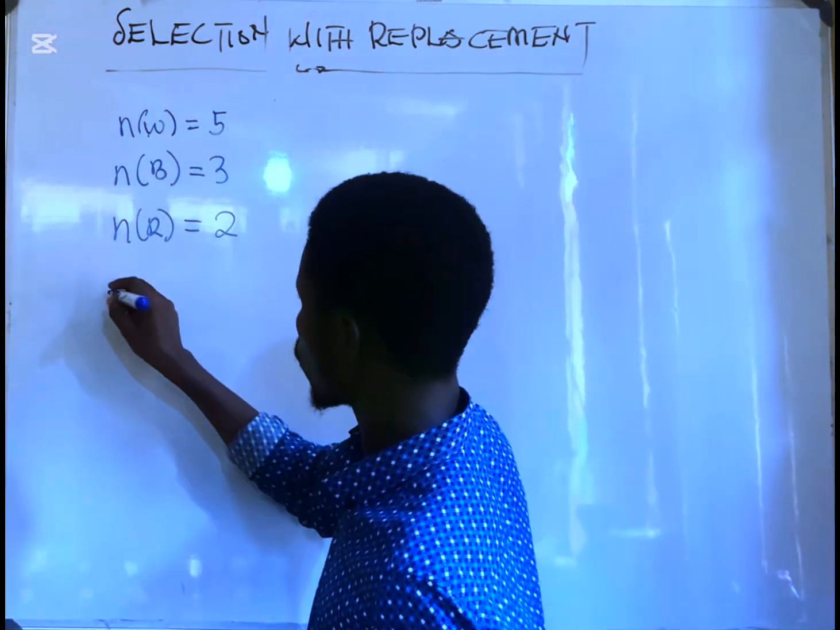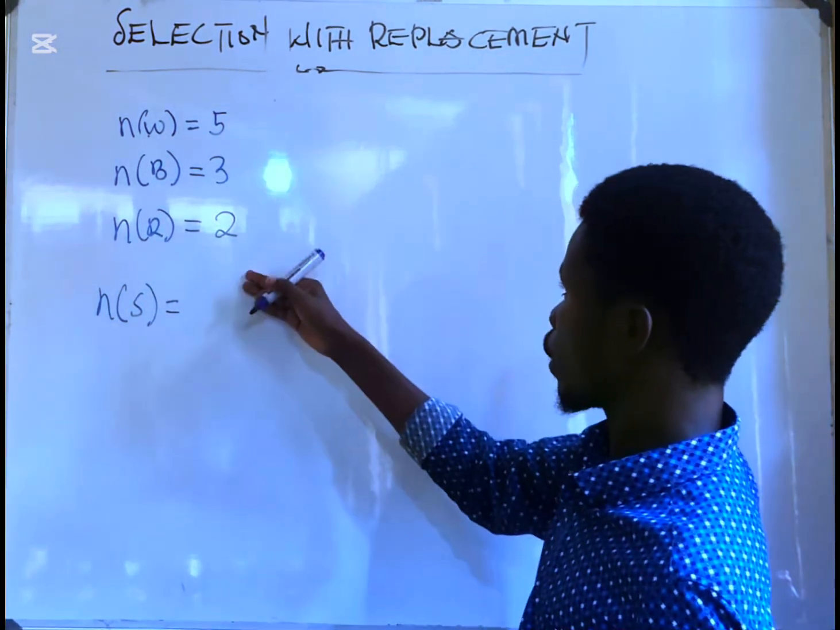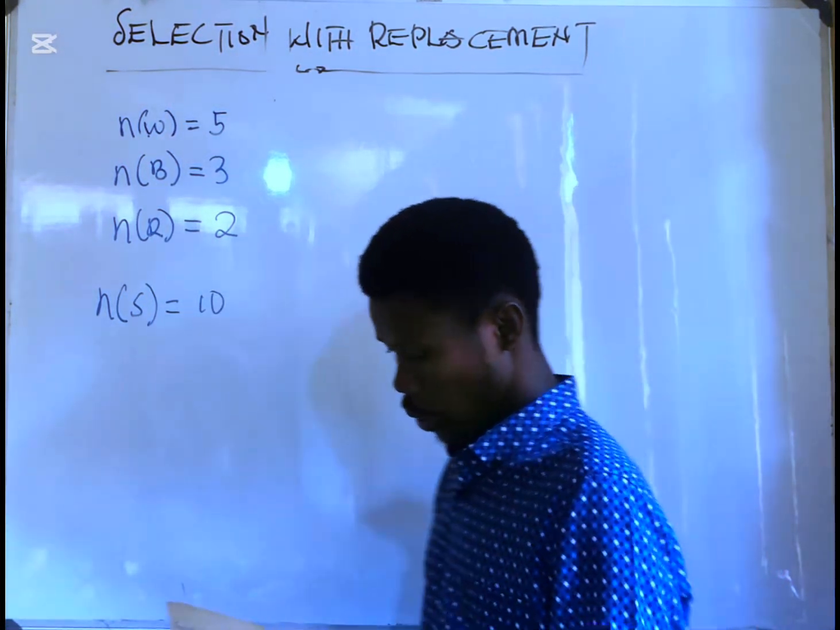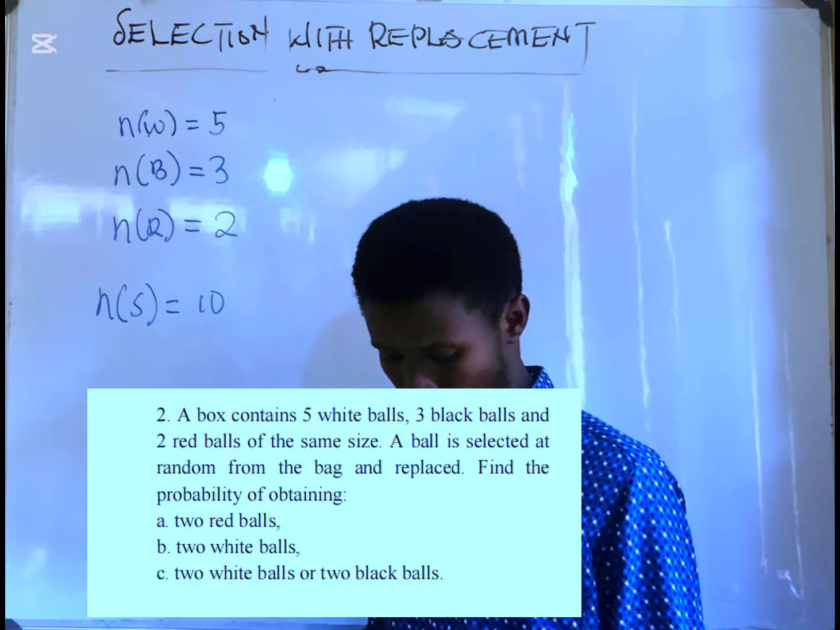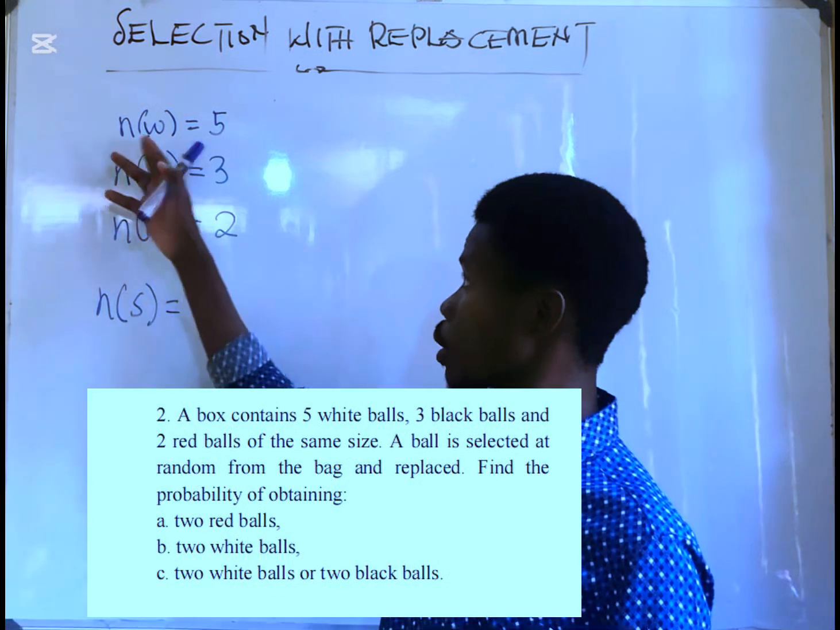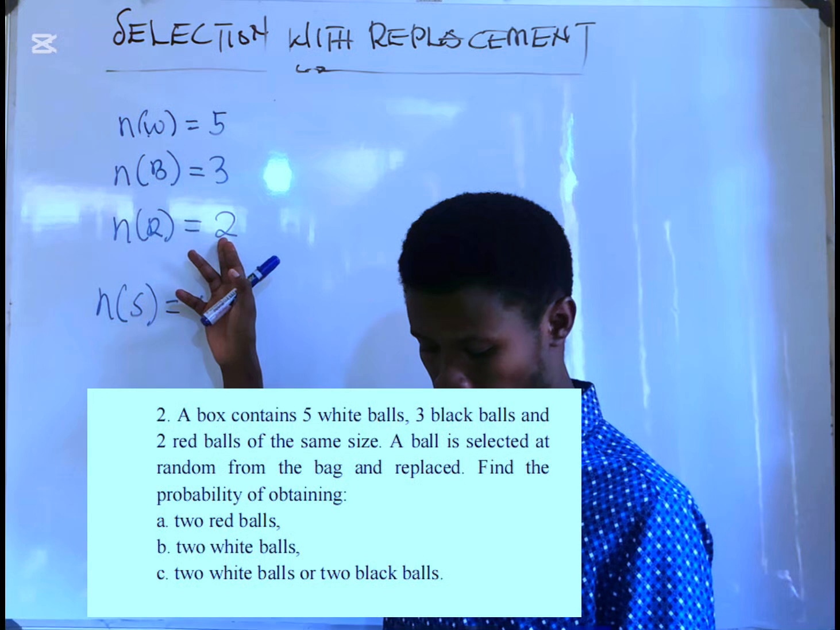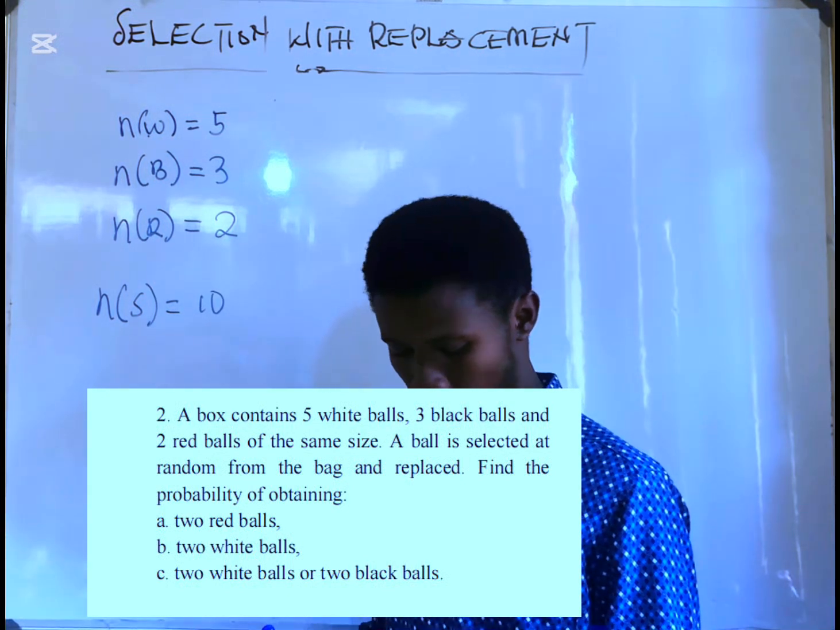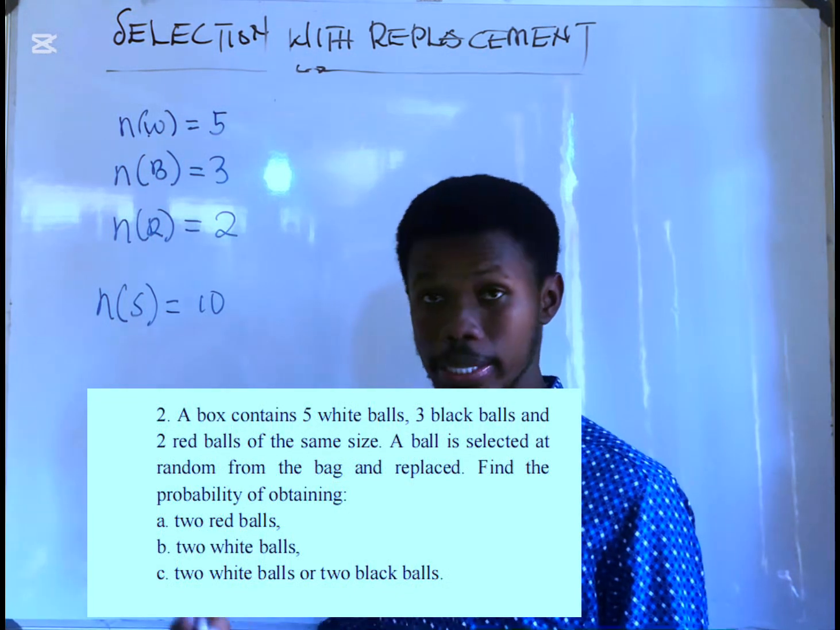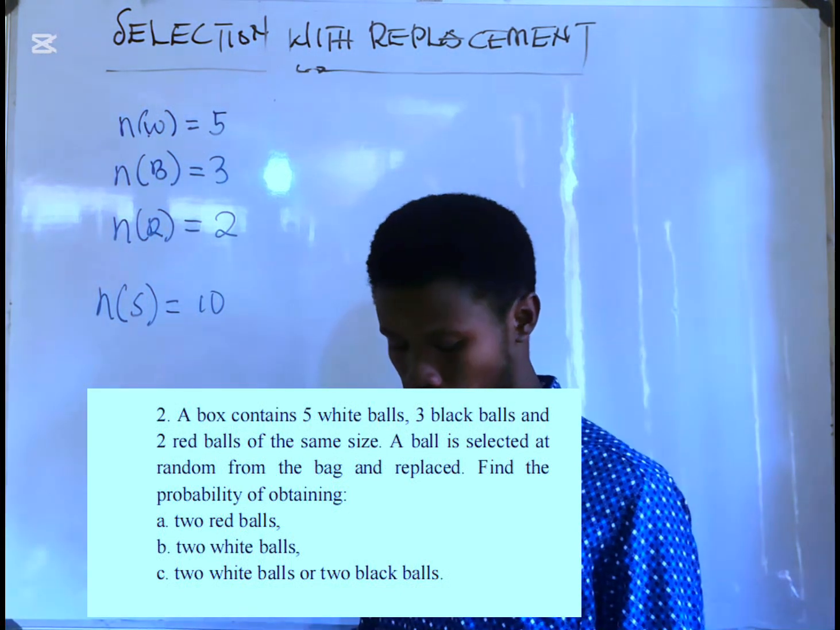So first thing, you need to know that sample space. That one is very important. So the sample space is when you add all this. And if you add all this, you get 10. Okay. Now let me continue with the question. So the question says a box contains 5 white balls, 3 black balls, and 2 red balls, okay, of the same size. A ball is selected at random from the bag and replaced. So here too, we replace it back. So whatever you take, you replace it back.